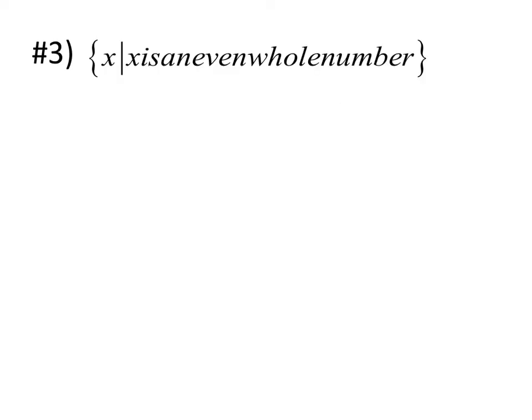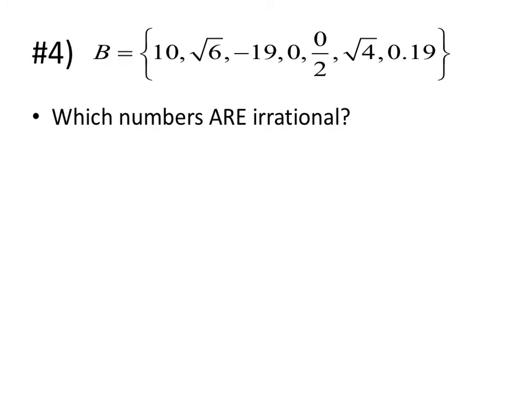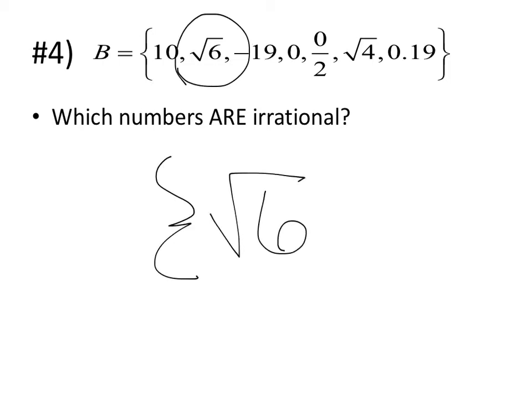It says x is an even whole number, which would be the set of numbers 0, because 0 is a whole number, 2, 4, 6, and remember dot, dot, dot means it goes on forever. Now we're going to talk about which one of these numbers are irrational. The only one is the square root of 6, because our irrational numbers are the numbers that when put in decimal form go on forever, and the only one that goes on forever is the square root of 6.